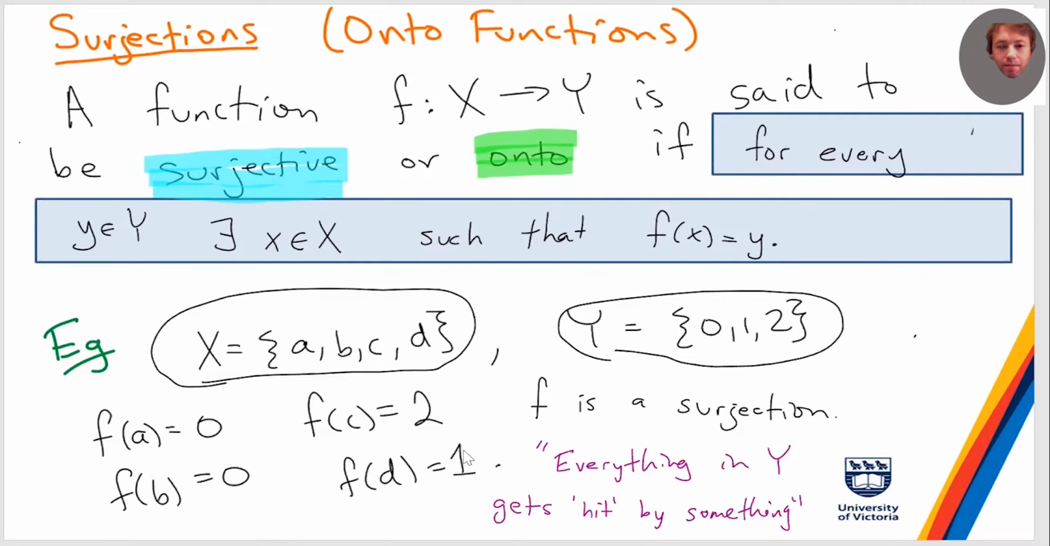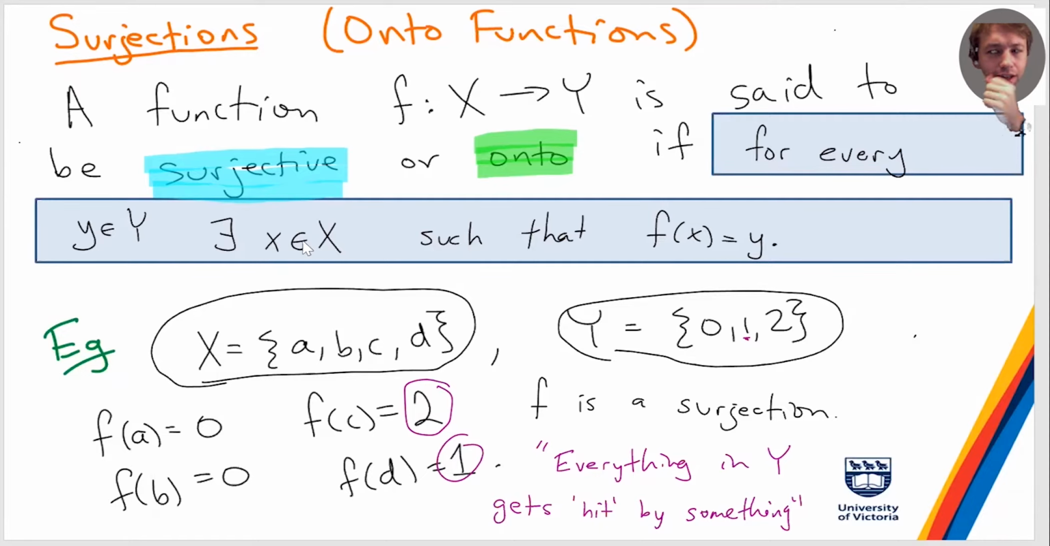If I take something in Y, like the number 2, and think of the function as mapping the things in X to the things in Y, then the number 2 gets hit by f of c, right? f sends c to 2. The same is true for every other element of Y. The element 1 gets hit by d, and 0 gets hit twice. We don't care about things getting hit multiple times, but everything has to get hit at least once.